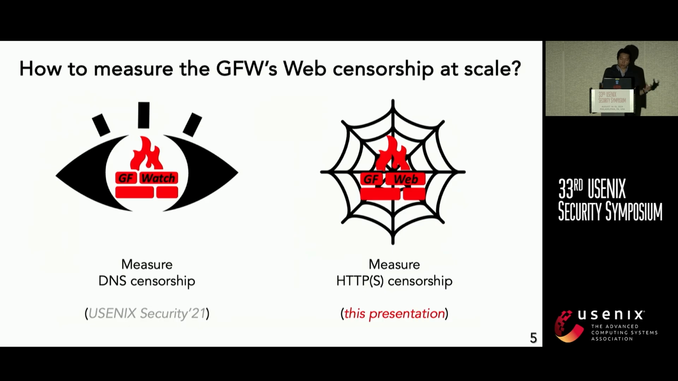So getting back to the research goal of what we're doing here: how can we measure the Great Firewall at scale and frequently? We have built 2 systems, one called GFWatch, which we presented at USENIX 2021. And for this presentation, the new system called GFWeb is built to measure HTTP and HTTPS blocking of domain names.